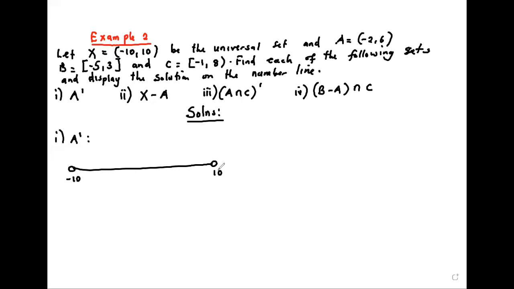So on the number line, the baseline is the universal, and then you bring the sets on top. So we want to bring A. A is running from -2 all the way up to 6. So this is A here. Because A is open, A is -2 to 6. Open here, open there. That's why we have opened.